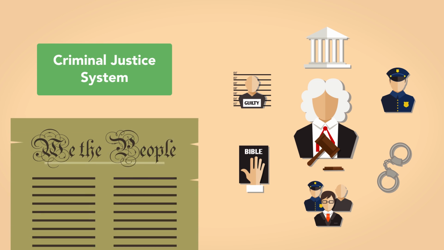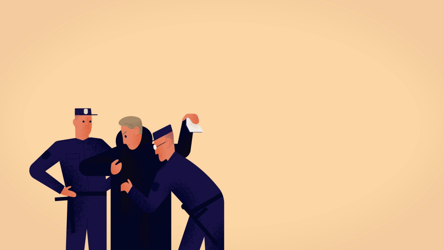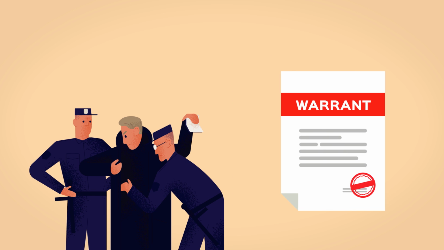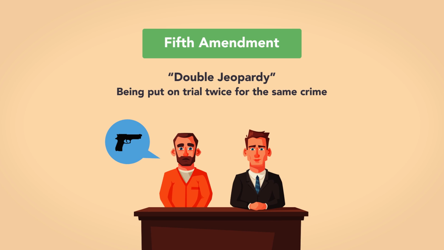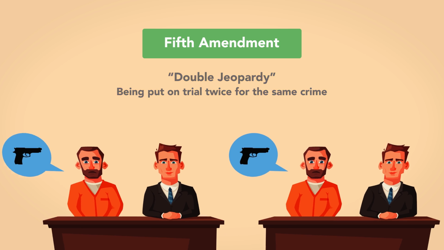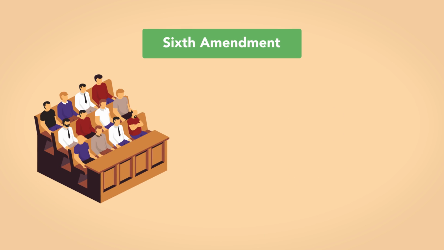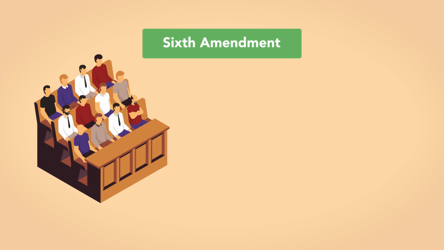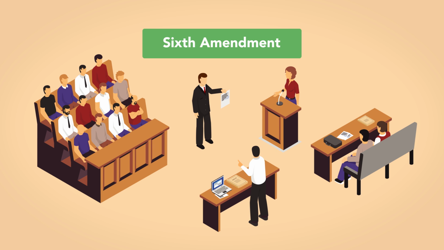The Constitution itself is chock full of mandated criminal procedure protections. Criminal defendants are protected against unreasonable searches and seizures, and searches are subjected to strict warrant requirements under the 4th Amendment. The 5th Amendment prohibits double jeopardy, being put on trial twice for the same crime. It protects the right to remain silent and requires indictment by a grand jury for federal felony charges. The 6th Amendment guarantees the right to a speedy trial with an impartial jury, the right to confront the government's witnesses, to be represented by counsel, and to access government resources to secure one's own witnesses.